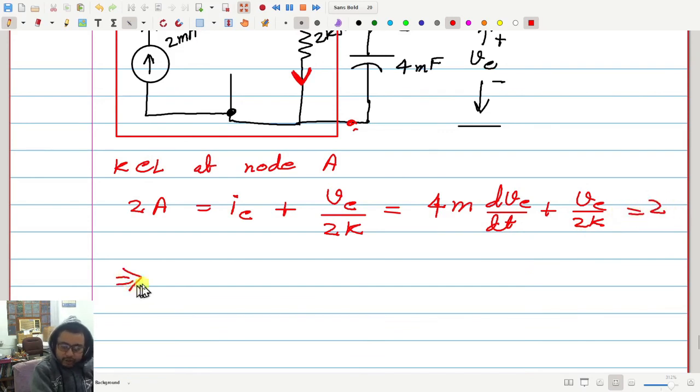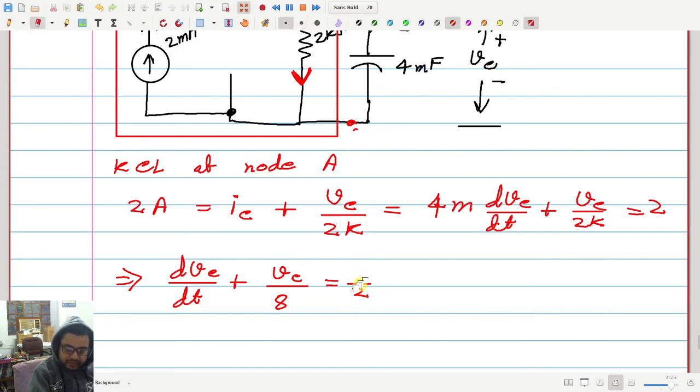So this I can also write as dVc by dt plus Vc by 8, dividing by 4 milli, equal to 2 by 4 milli, which is half k. That means 500. Am I correct?